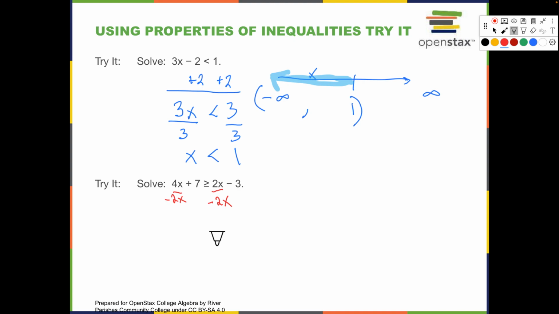Could we have subtracted the 4x? We could have, but then that gives us a negative, and then we'd have to remember to flip the sign. So it's easier if we work to try to keep things positive, just like life. Try to keep it positive if you can.